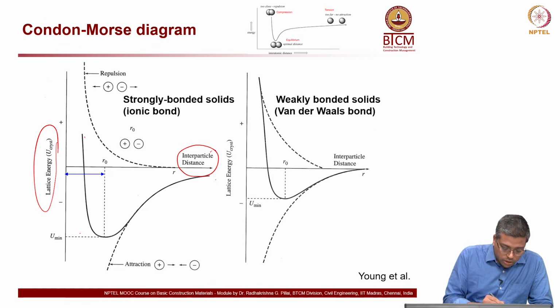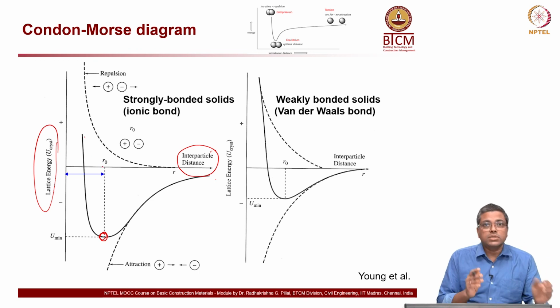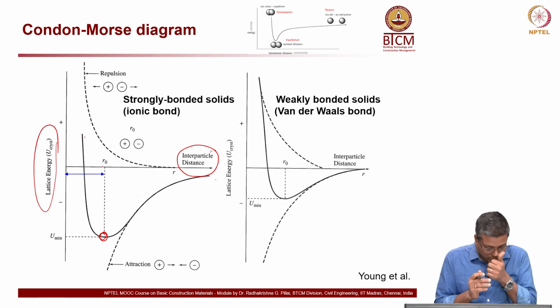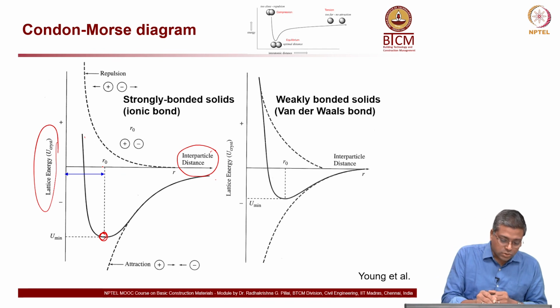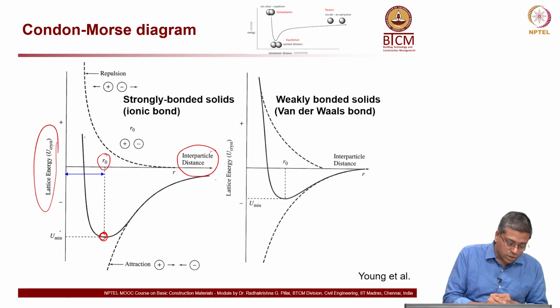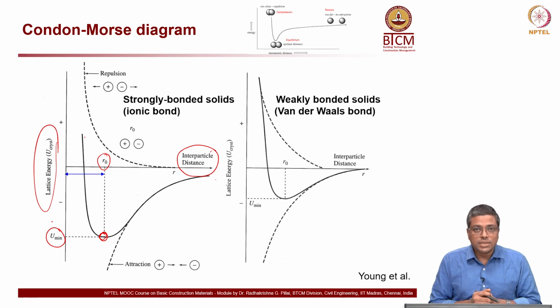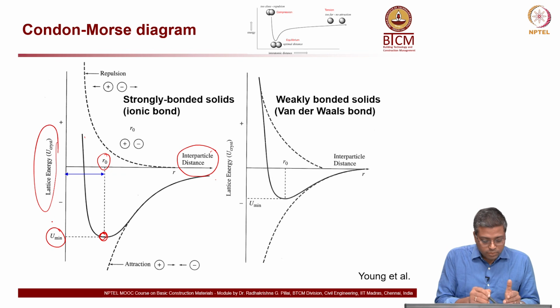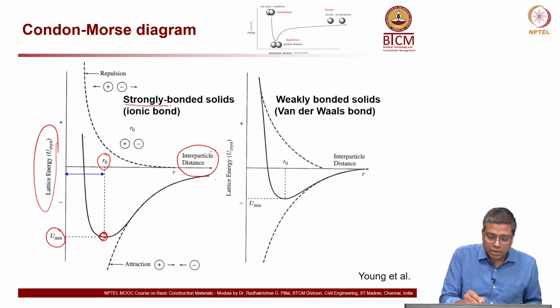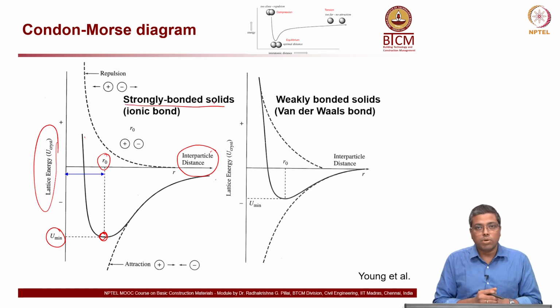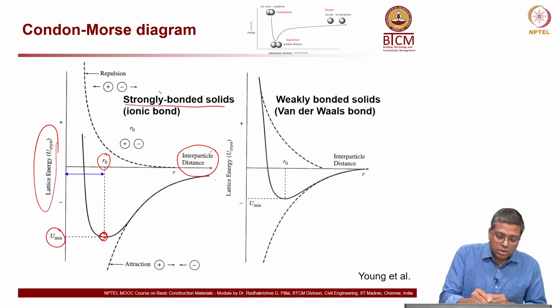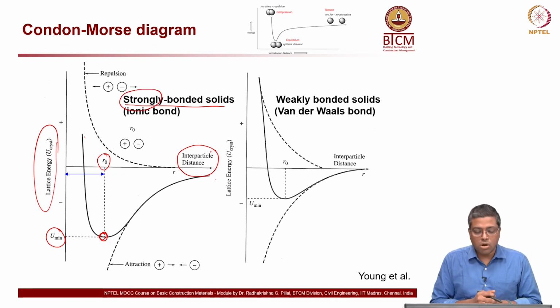Now, corresponding to this lowest energy level here, there is an R0 which is the interatomic distance at that level. So, we are going to call it R0, and then U min is the lowest energy level associated with those two atoms. Now, assume that this is a very high U min, the magnitude of that is very high, and it indicates that it is a strongly bonded solid, or the bond is very strong.